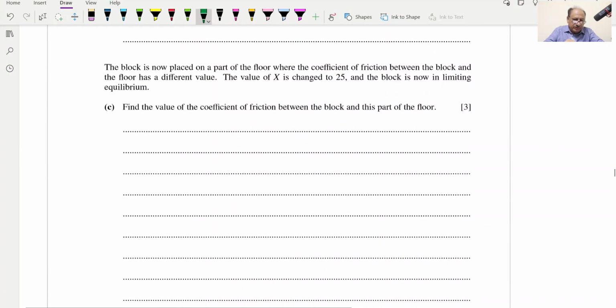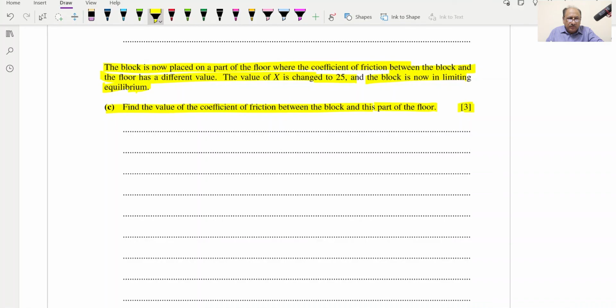Now for C part, the block is now placed on a part of the floor where the coefficient of friction between the block and the floor has a different value. The value of x is changed to 25, and the block is now in limiting equilibrium. Find the value of coefficient of friction between the block and this part of the floor. So this is 3 marks.